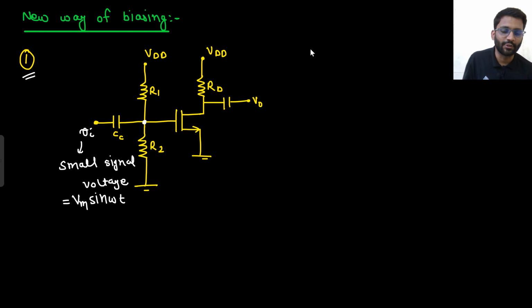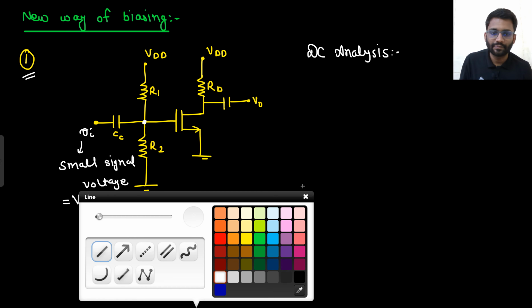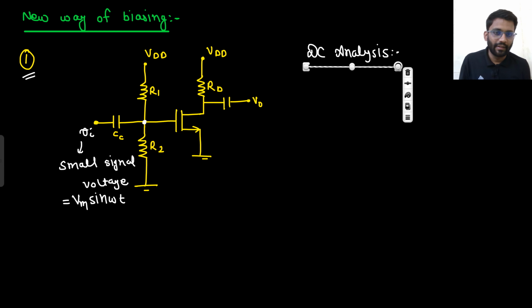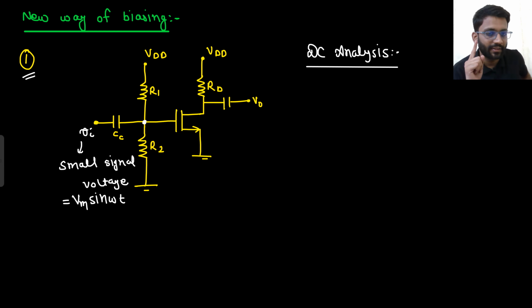Let's do the DC analysis of the circuit. What will happen in case of DC analysis? In case of DC analysis, what happens to the capacitor? Capacitors are open circuited. That we have already seen.